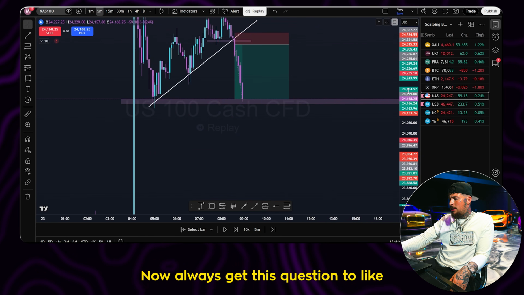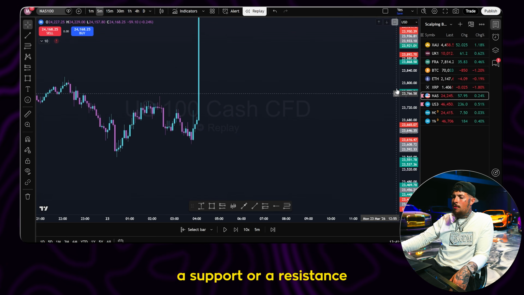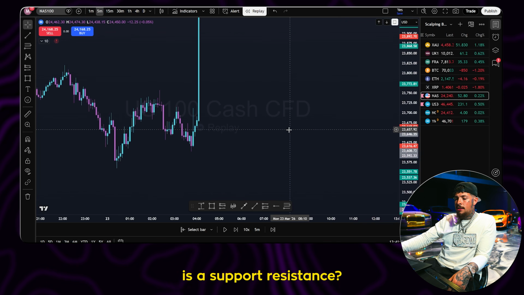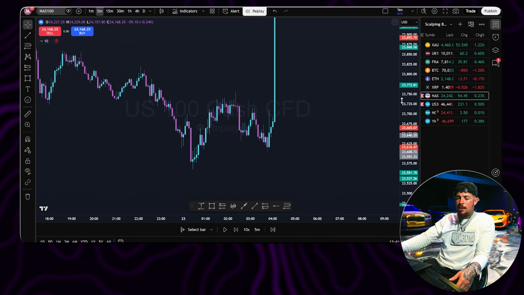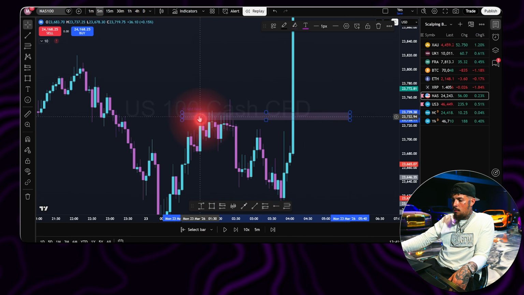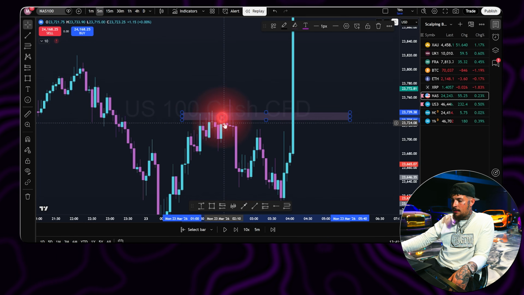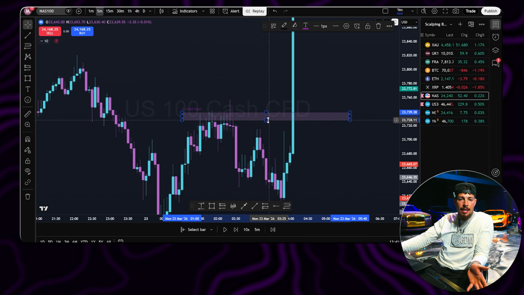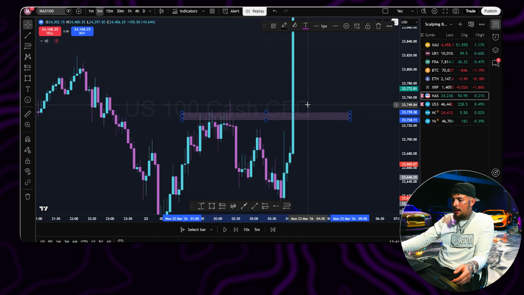Now, I always get this question too, like, how do you know that a support or a resistance is a support or resistance? And for me, it's very simple. 3 or 4 touches, that's enough for me. So for example, right here, how many touches do we have? We have 1 wick, 2, 3, 4, 5, 6, 7, 8, and this is a resistance. There's like 9 touches here. Price breaks above it, I'm gonna take a buy position.